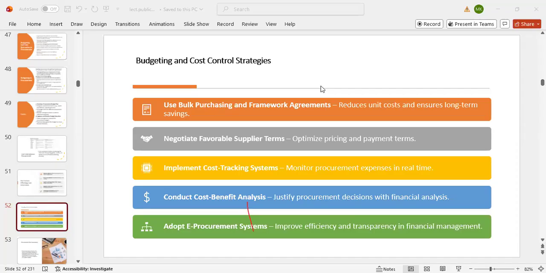Implement a cost tracking system. Monitor procurement expenses in real time. Conduct cost benefit analysis. Justify procurement decisions with financial analysis. Okay. Adopt an e-procurement system, which will help you improve efficiency, transparency, and financial management. All these are measures that you can take as a strategy for budgeting and cost control.